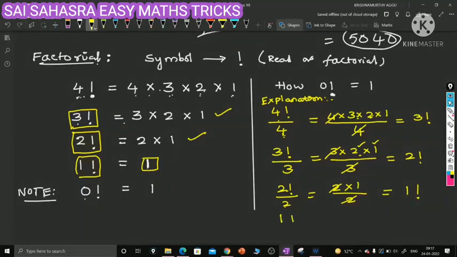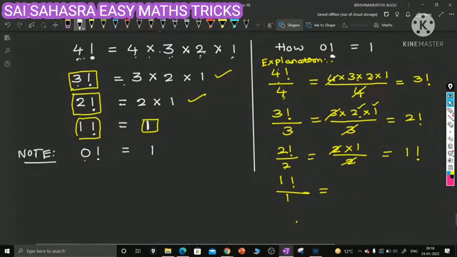1 factorial by 1. How can we write? Observe here, 4 factorial by 4 is there, we got 3 factorial. Means if 4 is there, we got 3. What is the relation you got here? So 4 is there, you got 3. Here 3 is there, you got 2. Means 2 is there, how will you get?